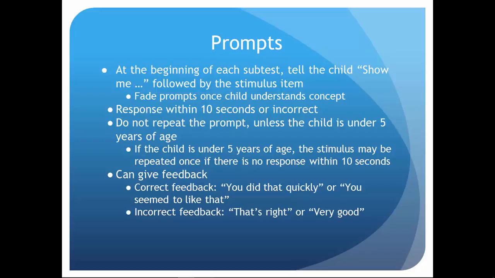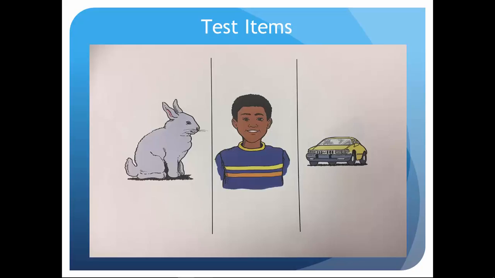Testing should always begin with subtest 1, question number 1, and progress through the questions sequentially until the ceiling is reached in each subtest or all questions have been answered. At the beginning of each subtest, the examiner will tell the child, "Show me," followed by the stimulus item. For example, in this test page, the prompt is, "Show me the boy," so the child would choose the middle picture.